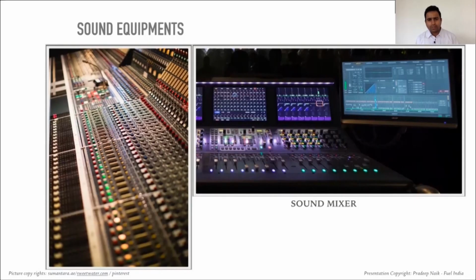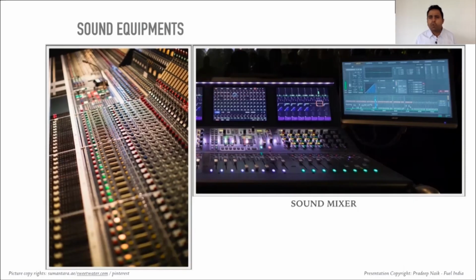Now what you're seeing on the left hand side, the first image, is a 64 channel mixer. When we are doing shows where more than 15-20 cordless hand mics are used, where different speakers are used, a lot of things are happening on the stage, and different types of music is taken, then we use a big mixer, that is a 64 channel or a 128 channel mixer.